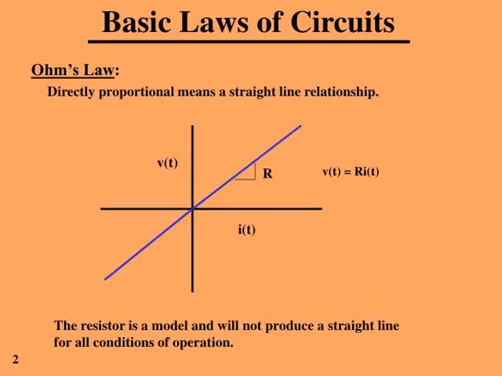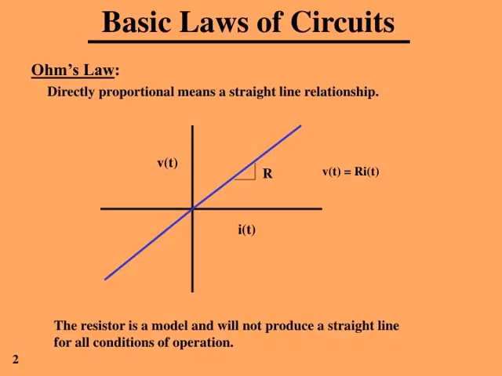Now let us look at the relationship with respect to the graph characteristics. It tells about the relationship between the voltage and current. Here it forms a straight line. What does the straight line mean? It means V of t is directly proportional to I of t, and the constant can be represented with a property called resistance.